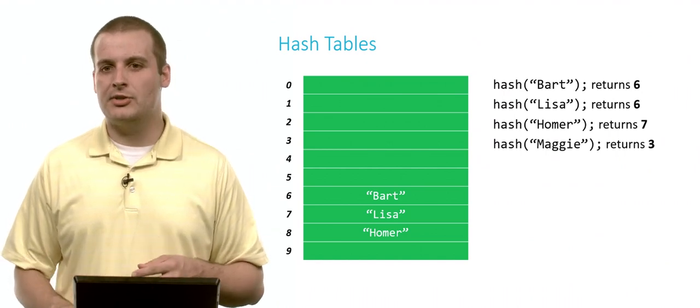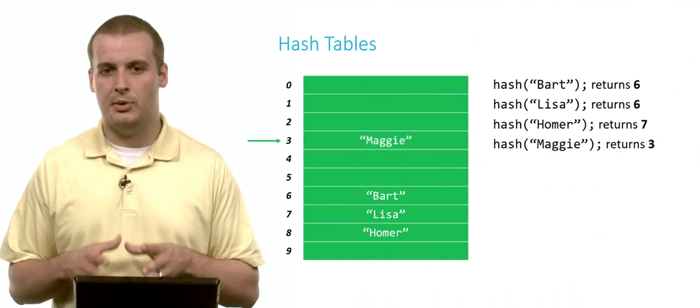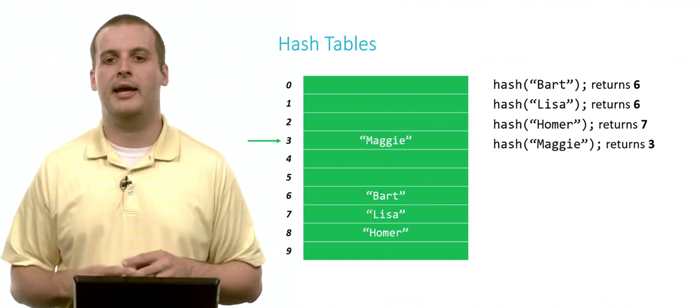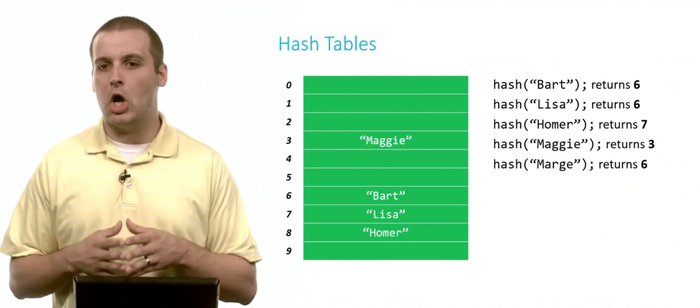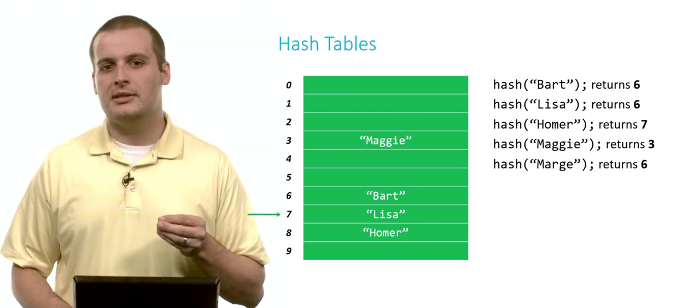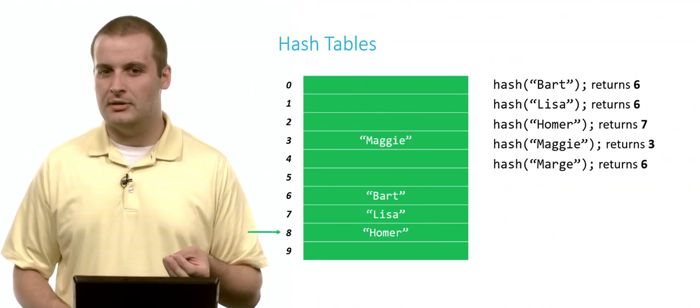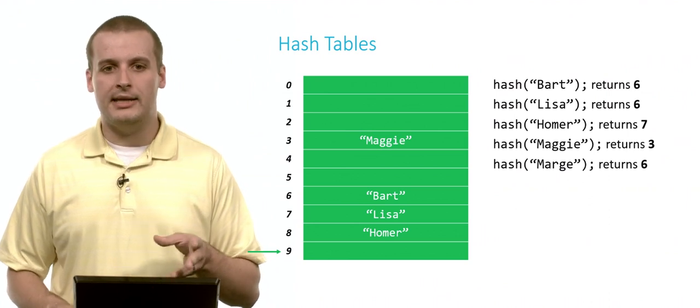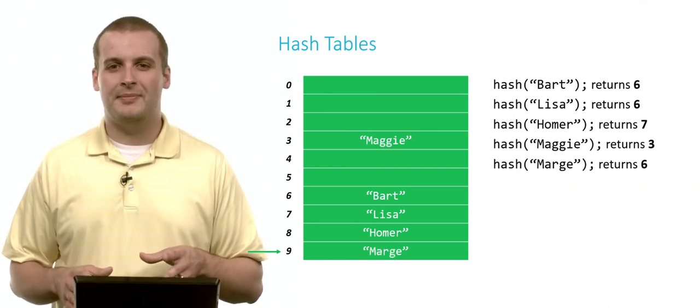Now we hash Maggie and returns 3. Thank goodness we're able to just put Maggie there. We don't have to do any sort of probing for that. Now we hash Marge, and Marge also returns 6. Well, 6 is full. 7 is full. 8 is full. 9, all right, thank God, 9 is empty. I can put Marge at 9.